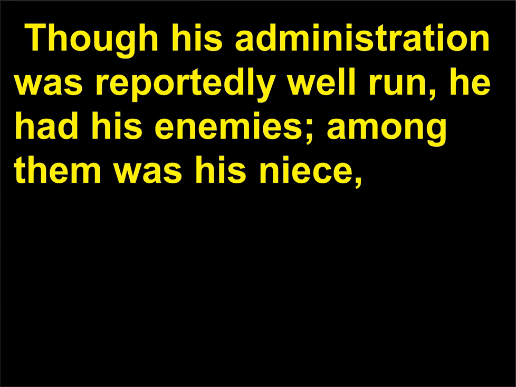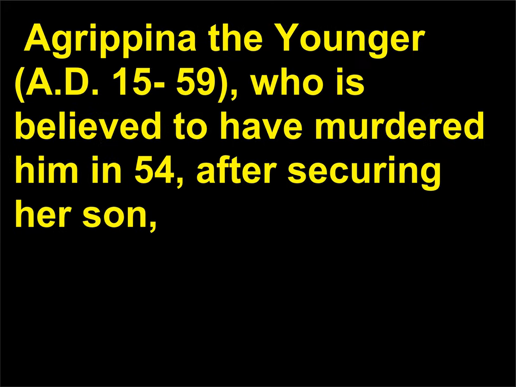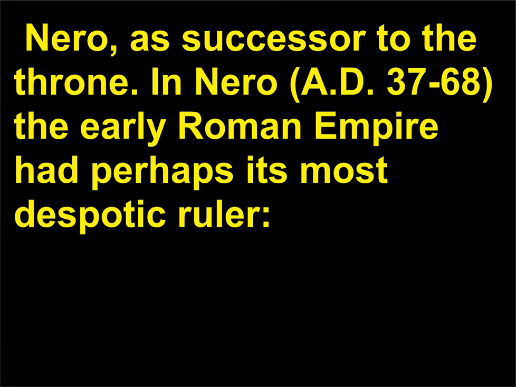Though his administration was reportedly well-run, he had his enemies. Among them was his niece Agrippina the Younger, A.D. 15-59, who is believed to have murdered him in 54, after securing her son Nero as successor to the throne.